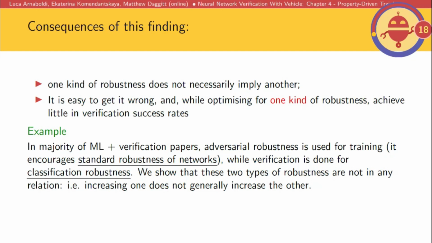And so we show that these two types of robustness are not in any relation. You can generally increase one, and the other does not increase. So that's again one of those bugs that you find when you actually try to get a principled approach to interoperability issue. People did not notice this until we discovered this. Why? Because they didn't have a tool in which you could have the single spec both for training and for verification.